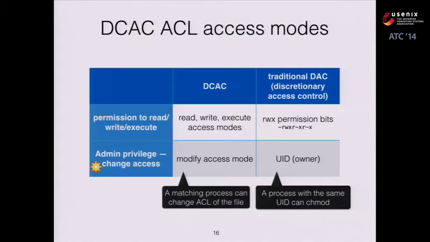So we explain the 4 access modes with a comparison to the traditional DAC. The first 3, read, write, and execute, are functionally identical to the RWX permission bits in DAC because they both specify the permission to read, write, or execute the file. And the modify access mode is similar to the UID in DAC because they specify the admin privilege over this object. In DAC, if the process has the same UID as the file, then it can change the permission bits on this file via chmod. While in DCAC, if the process satisfies the modify access mode of this file, then it can modify the ACL of this file.